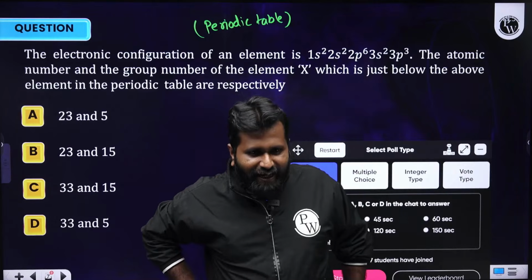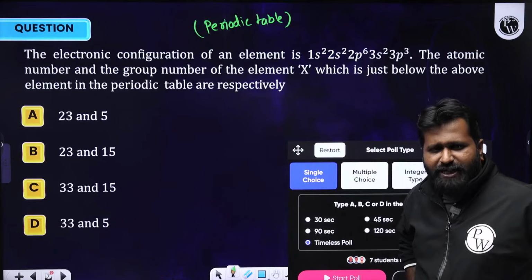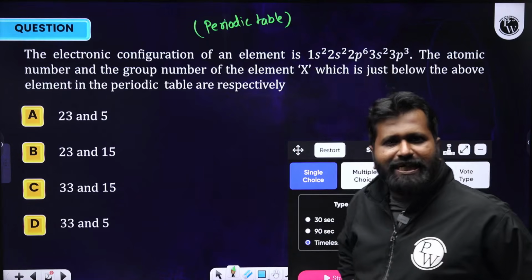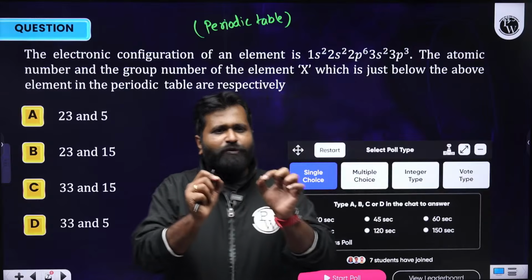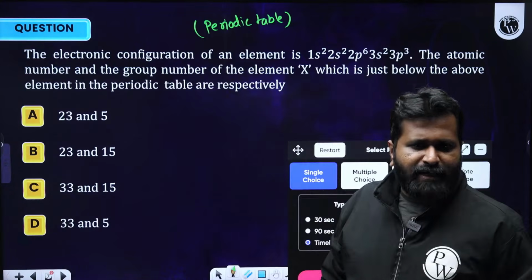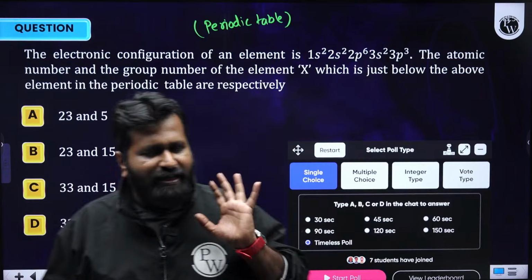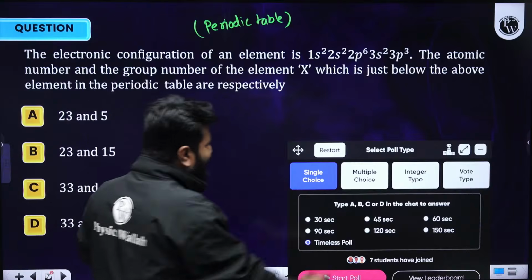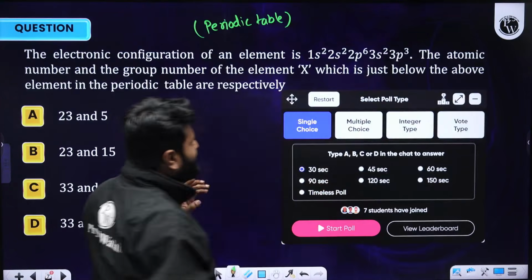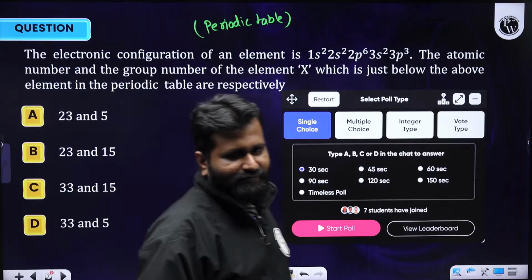Is everyone ready? Because it is one of the very easiest chapters, periodicity and periodic classification of elements. Is everyone ready to solve in less than 30 seconds? If so, I will keep the timer for 30 seconds. Shall we solve? Done. I will read the question, then I will give 30 seconds.